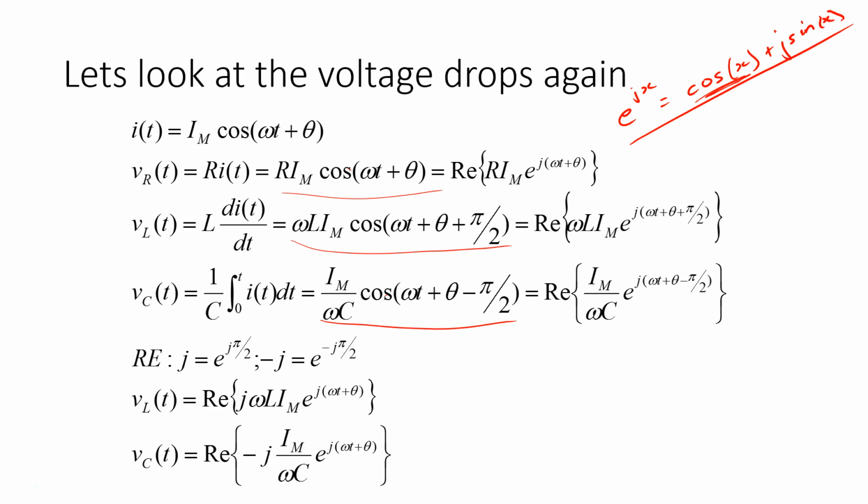So additionally, I could remember that j is equal to e to the j pi on 2, and minus j is equal to e to the minus j pi on 2. So that I could convert these expressions here now to VL of t is equal to the real part of j omega L Im e to the j omega t plus theta, and Vc is the real part of minus j Im on omega C. So now I have the three representations, 1, 2, 3, and I can add up these.